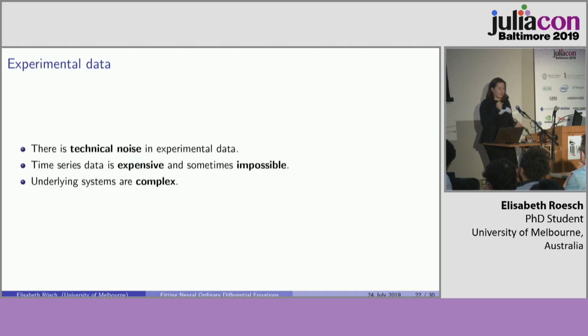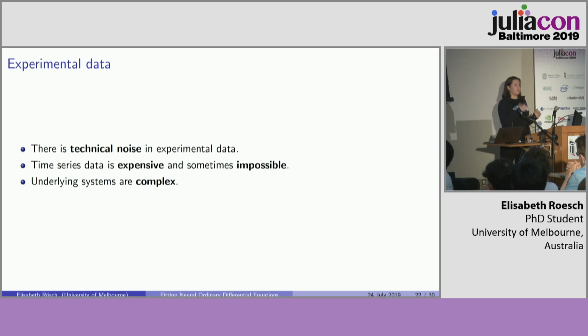Okay, and then to the experimental data. Before I go into it, I have to make a few disclaimers or assumptions that we have. There's obviously technical noise in experimental data, and that can get quite drastic depending on the discipline. The second thing, and probably the most important one, is that time series data is very, very expensive. If we have 30 time points, you have to do the experiment 30 times in the lab. That can be very expensive and time consuming. And sometimes it's even impossible. Sometimes an experiment requires the cell to die, so how do you get a second time point? It's just not possible, right?